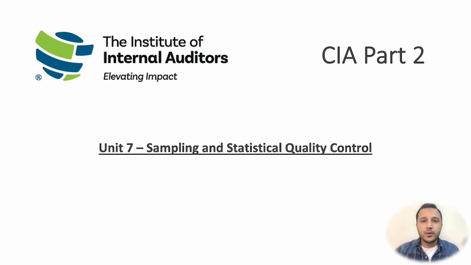I welcome you back on CIA Part 2 study course in which our today's topic is about Unit 7, which is sampling and statistical control.